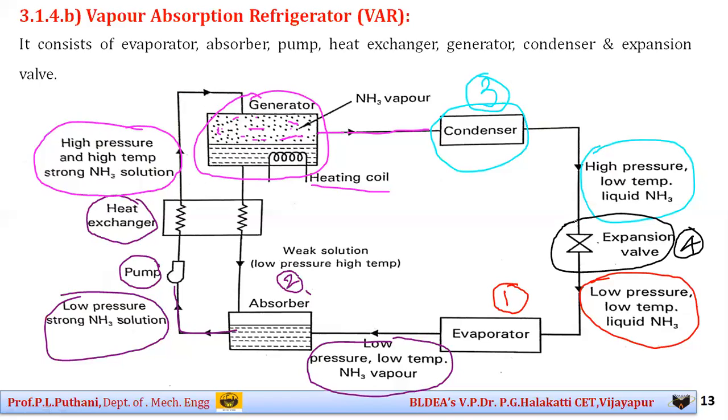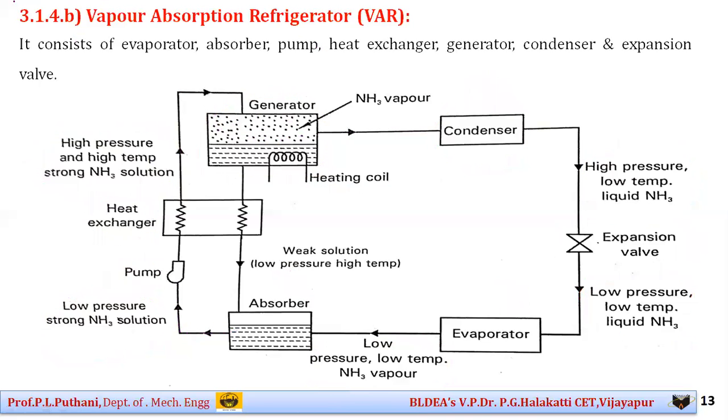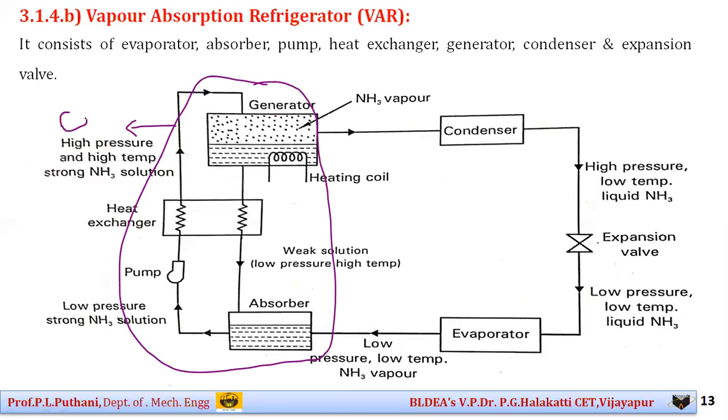So if you observe carefully, students, these particular parts, the generator, absorber, pump and heat exchanger, are nothing but working the same as the compressor which we have seen in the VCR system. So here the compressor is replaced by number 1, generator, absorber, and a pump. The purpose of the heat exchanger is to use the heat rejected from the warm weak solution to supply heat to the strong solution coming from the absorber.